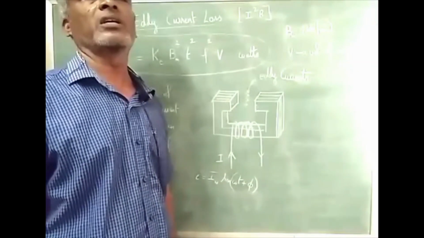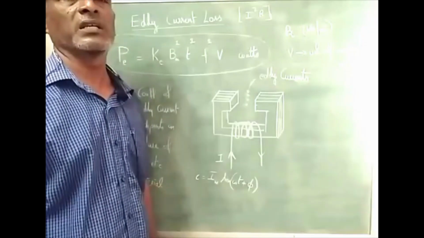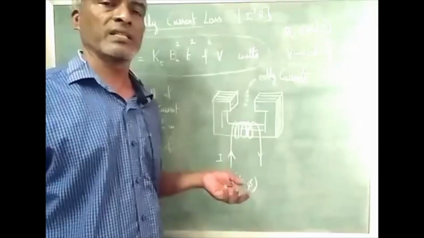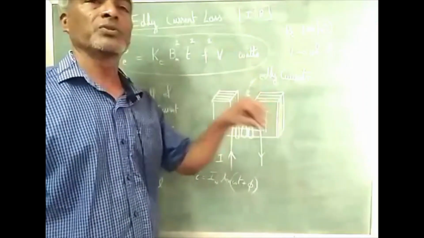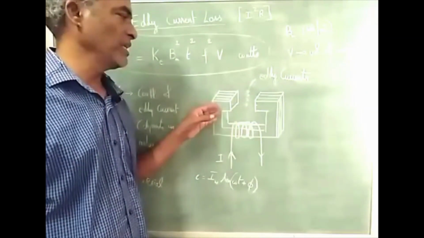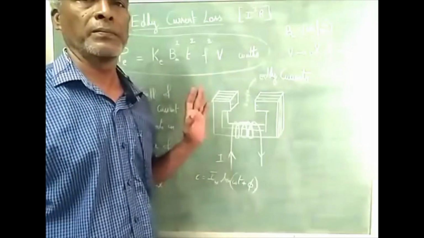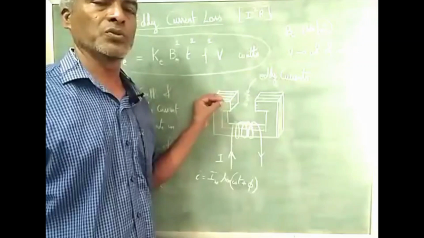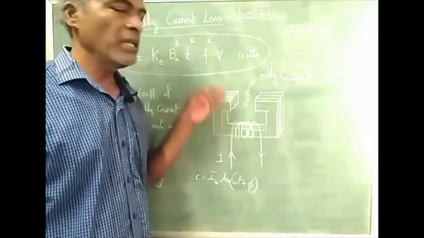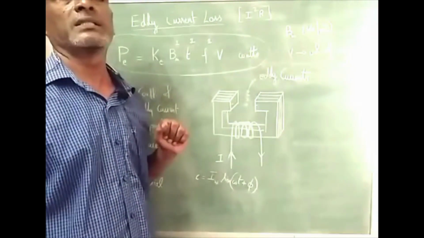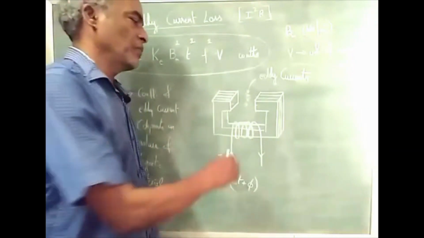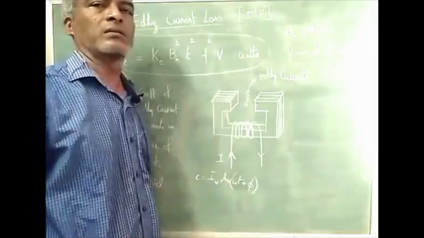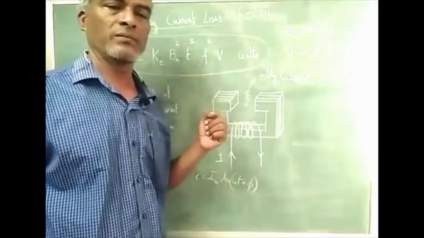We know by Faraday's laws of electromagnetic induction that whenever there is a change in flux, an EMF is induced in the material. Here the material is a magnetic material. Because of this, an EMF is induced, and this material by itself has some resistance. Therefore, a current starts flowing in the magnetic material. That is called eddy currents.